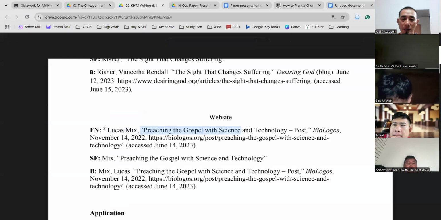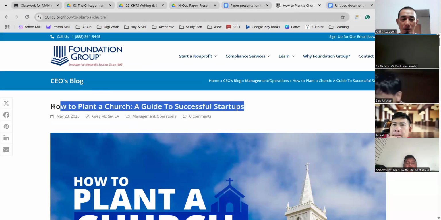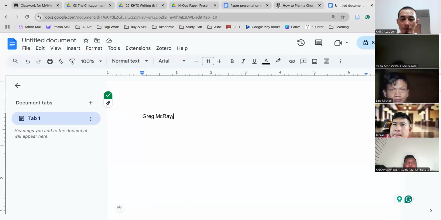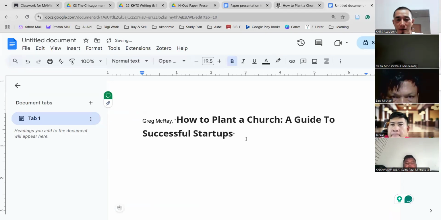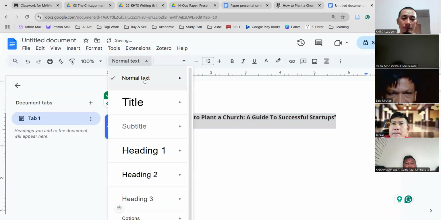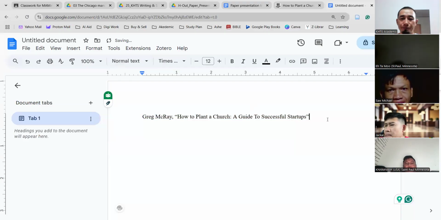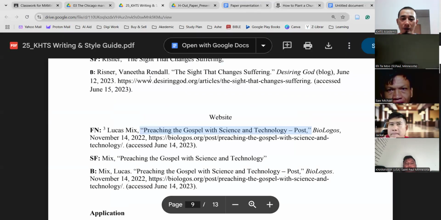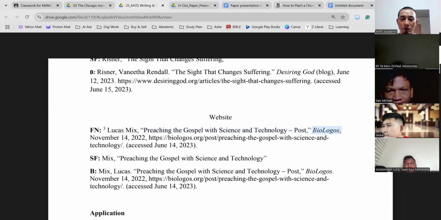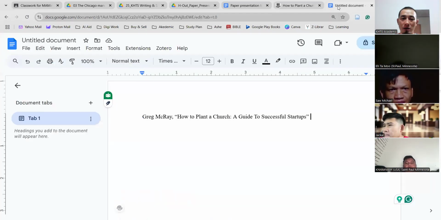And then the title of the particular article, and that is this one. I have to put it under quotation marks. That formatting is 12, not normal text, and make it Times New Roman 12. Then followed by what? The website in italics. The website is Foundation Group. It should be italic.